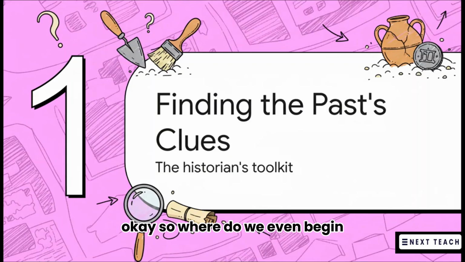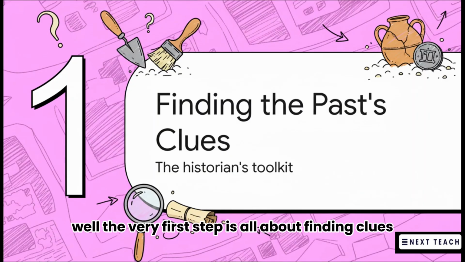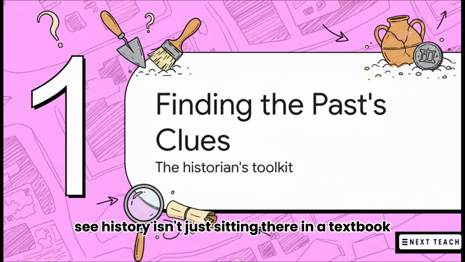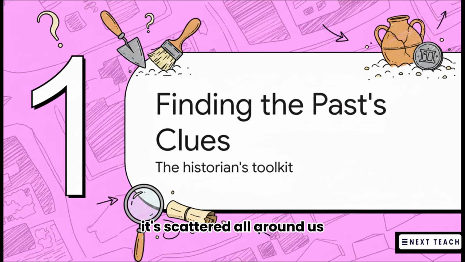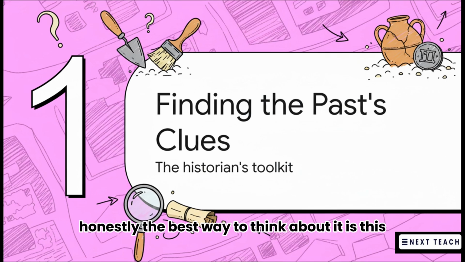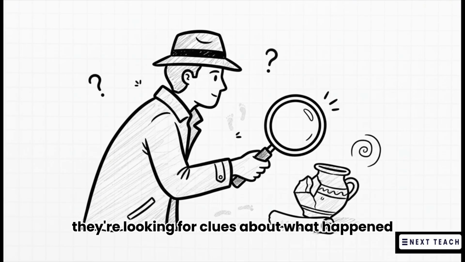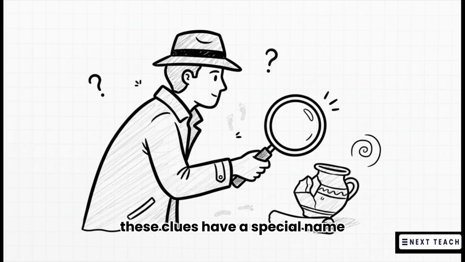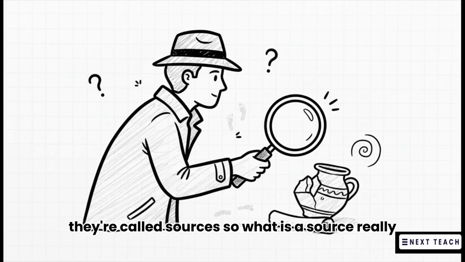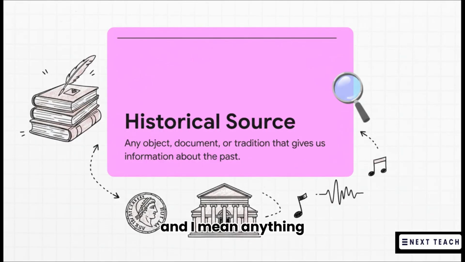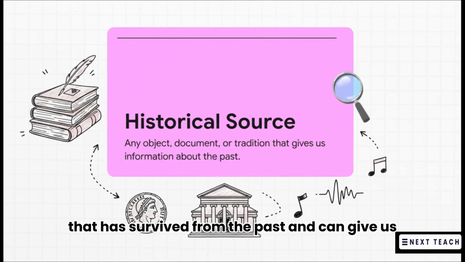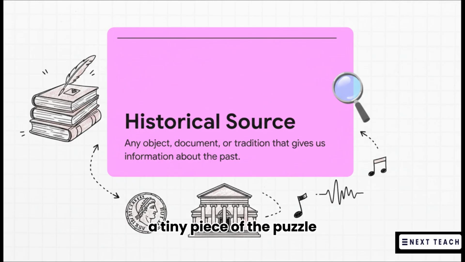Okay, so where do we even begin? Well, the very first step is all about finding clues. See, history isn't just sitting there in a textbook. It's scattered all around us, just waiting for someone to find it. Honestly, the best way to think about it is this. A historian is a detective for time, but instead of looking for fingerprints, they're looking for clues about what happened. And in the world of history, these clues have a special name. They're called sources. So what is a source, really? Well, it's pretty much anything, and I mean anything, that has survived from the past and can give us a tiny piece of the puzzle.